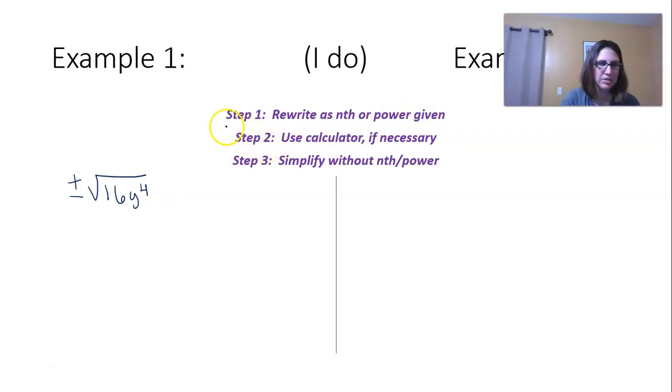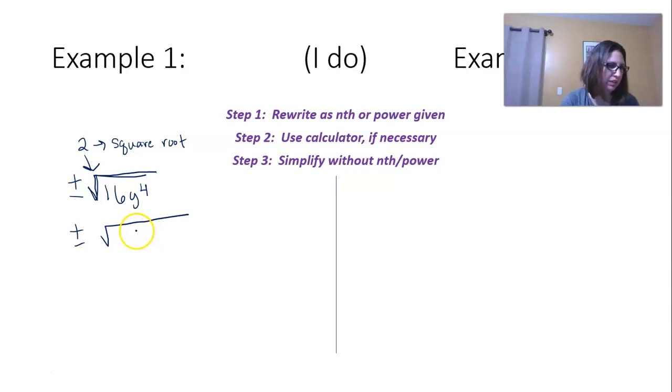I don't see a number inside of my radical right here. Because I don't see a number, remember this is a 2, or a square root, right? If you don't see a number, it's automatically a square root. Sometimes that little tiny number in there is a 3 or a 4 or a 5 or a 6, whatever it is, it doesn't matter. This one doesn't have a number, it's automatically 2, because you guys have been trained your whole lives to call it a square root. So we write it as the nth or power given, so we have to rewrite this as the numbers to the second power.